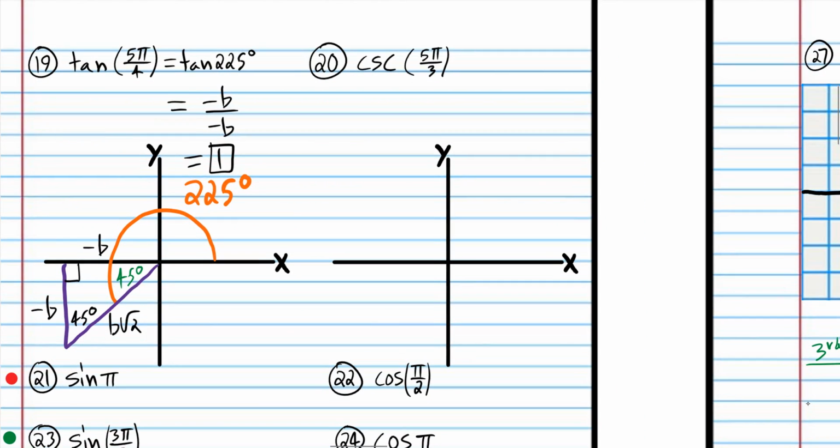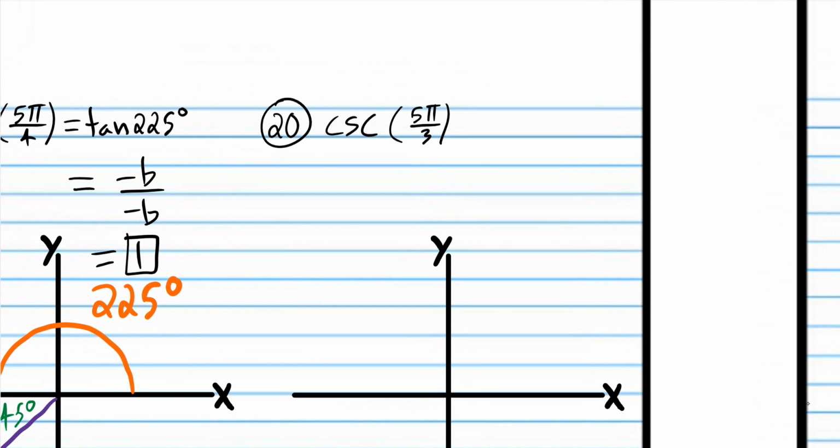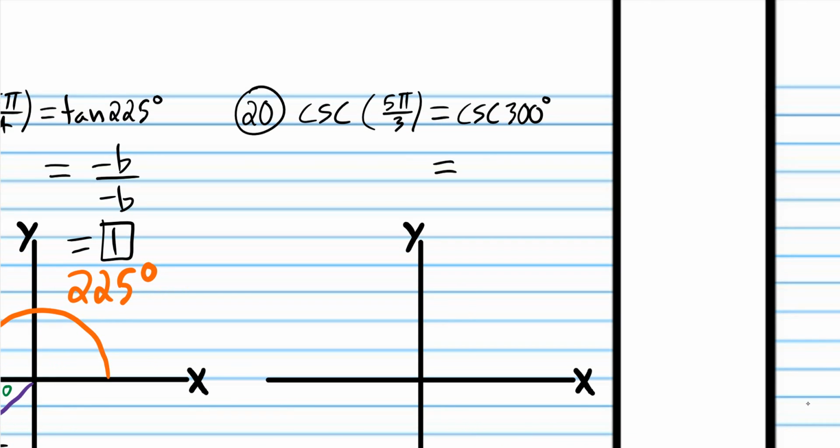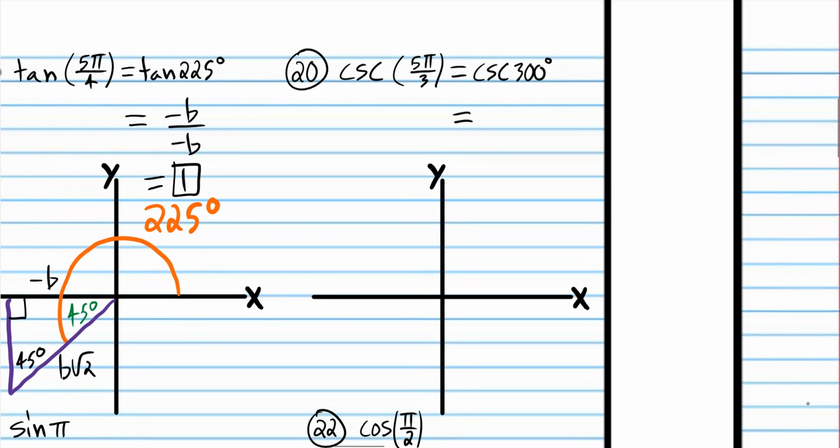Okay, we're back. So pi over 3 is 60 degrees. 5 times pi over 3 is 5 times 60 degrees, which is 300 degrees. So we're really looking for cosecant 300 degrees. And let's draw the angle. The angle would be something like that. Again, you don't have to use a protractor. It doesn't have to be perfect.